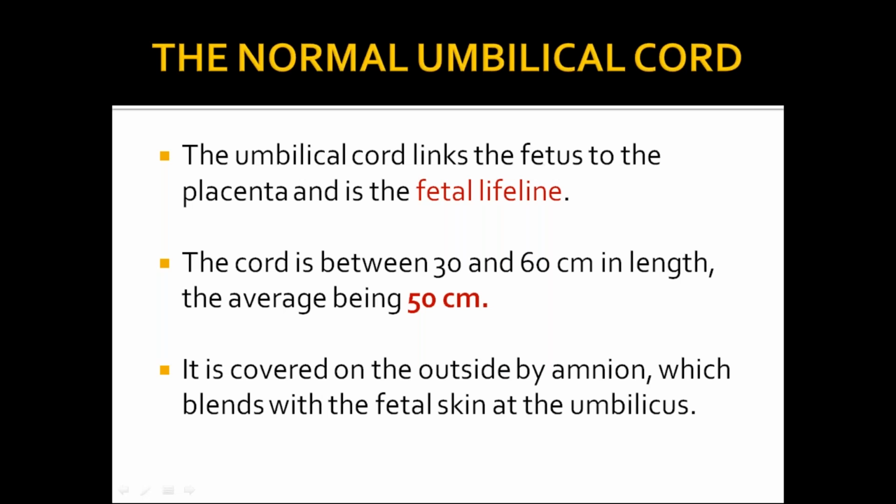Today's class is on cord prolapse. So, before going to the main topic, we'll go through the cord. The umbilical cord is the one which links the fetus to the placenta, and it is the fetal lifeline. The cord is between 30 to 60 centimeters in length. On average, it will be about 50 centimeters. It is covered outside by amnion and blends with the fetal skin at the umbilicus.